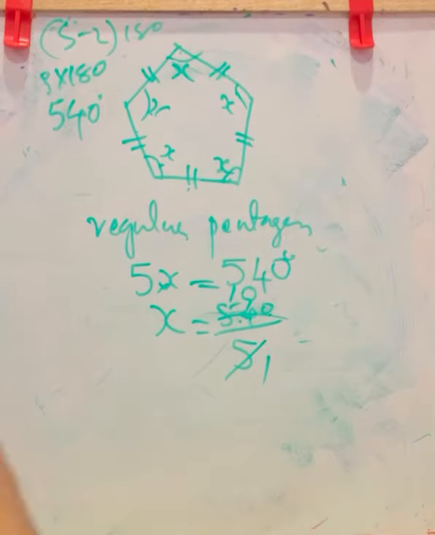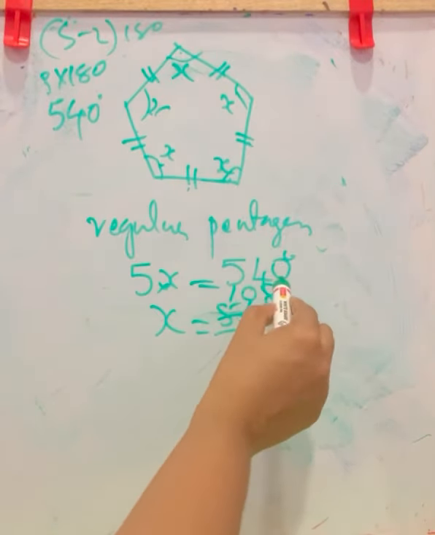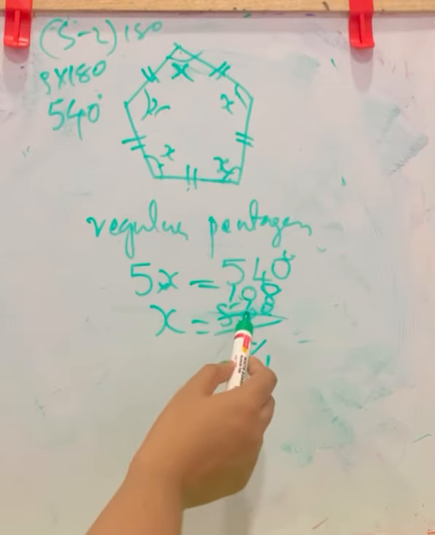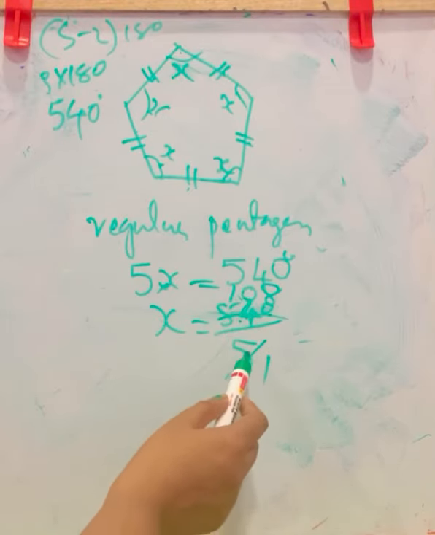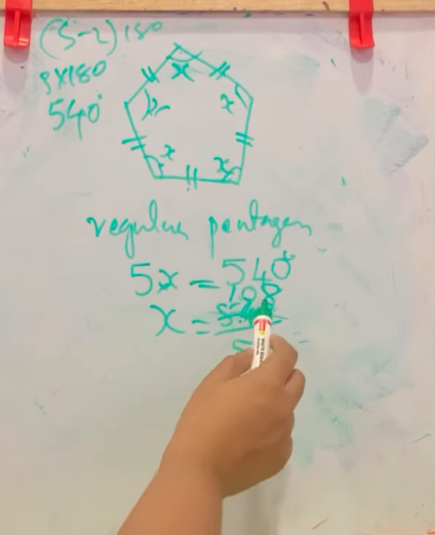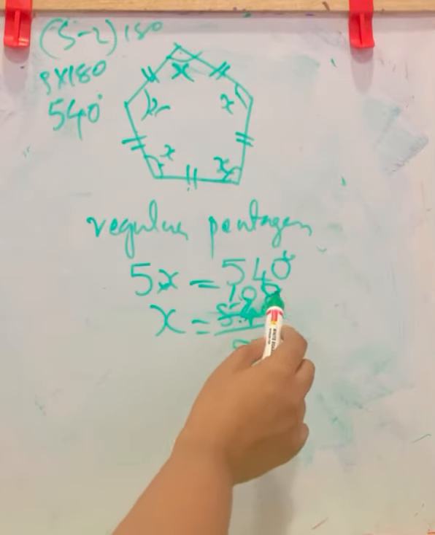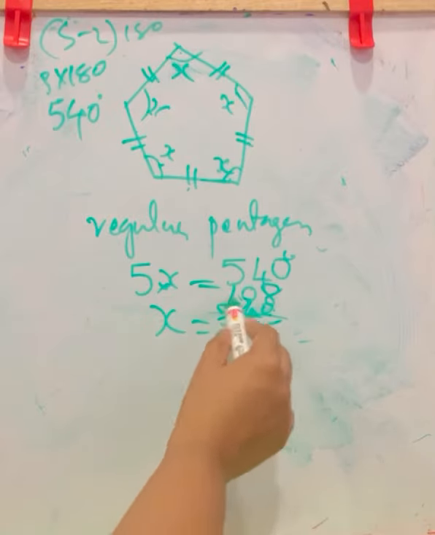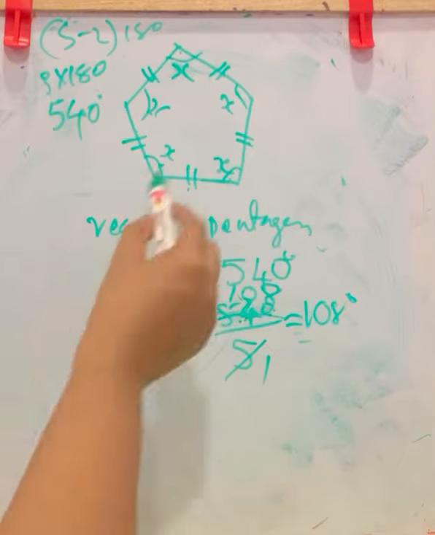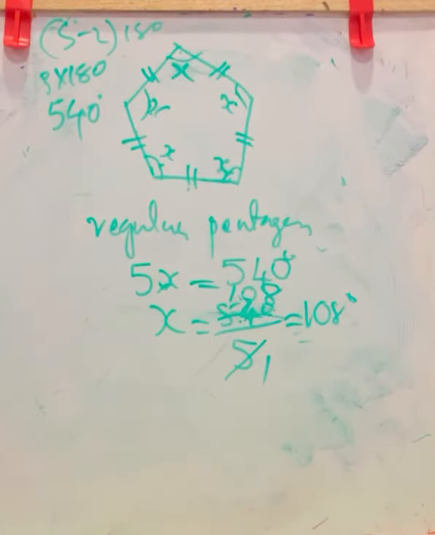In 40, how many times 5? 8 times. So don't forget to put the 0 here while cutting, because 4 is not divisible by 5. So put a 0 and make this 40 together, and we can say it is 8 times in 40. So the answer is 108. x is 108 degrees. That means each angle is 108 degrees.